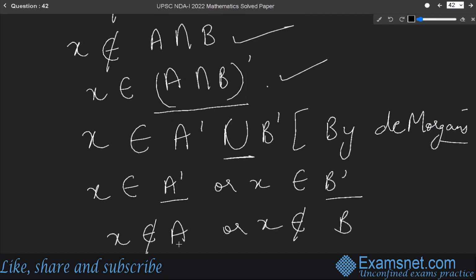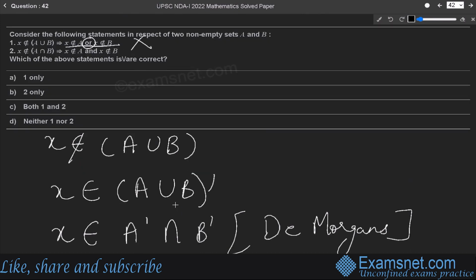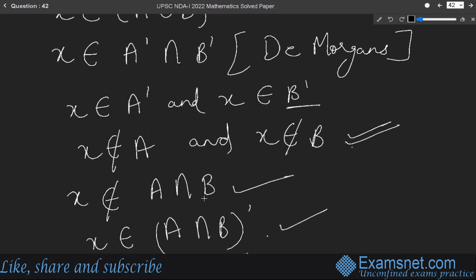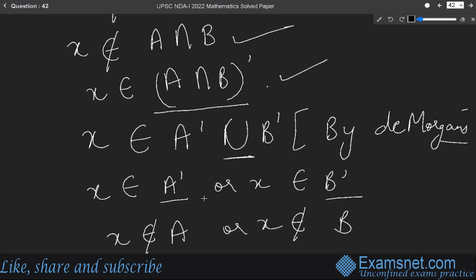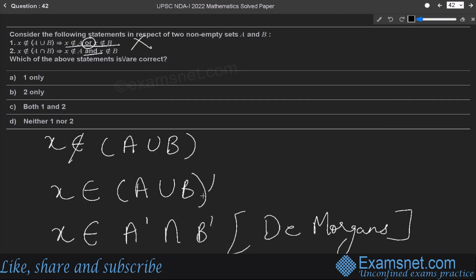So you can see, in the second statement there is AND. But we have found that it will be OR. So both the statements are wrong. It means that the correct option is neither 1 nor 2. Both the statements are wrong for this question.